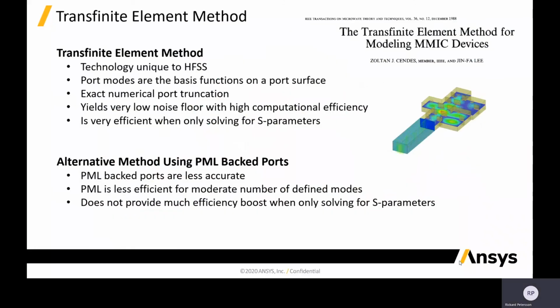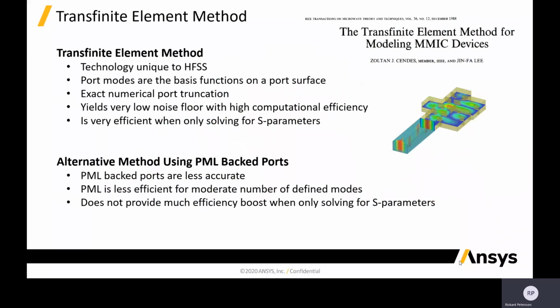So to summarize a bit more here, the technology is unique to HFSS and was introduced in this paper back in the 80s. And the port modes are the basis functions on the port surface, which makes that representation very efficient. And part of the formulation is an exact numerical truncation. What that means is any fields that get scattered back to the port from this 3D structure are perfectly absorbed, so it doesn't introduce spurious reflection that goes back into the 3D domain. So these things together yield a very low noise floor with high computational efficiency.